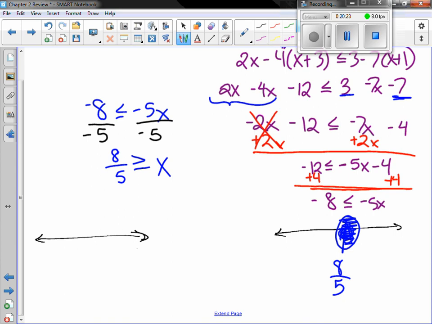Now, would we shade to the left or to the right? To the left, because we're saying x is less than it. Because 8/5 is greater than or equal to x, or really x is less than or equal to 8/5. These are the same statement. X is the smaller value, so we have to shade to the left. Are there any questions on this here?